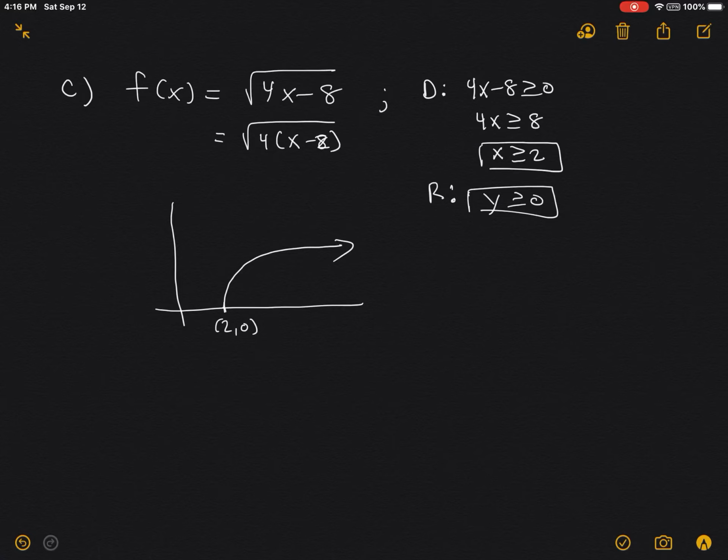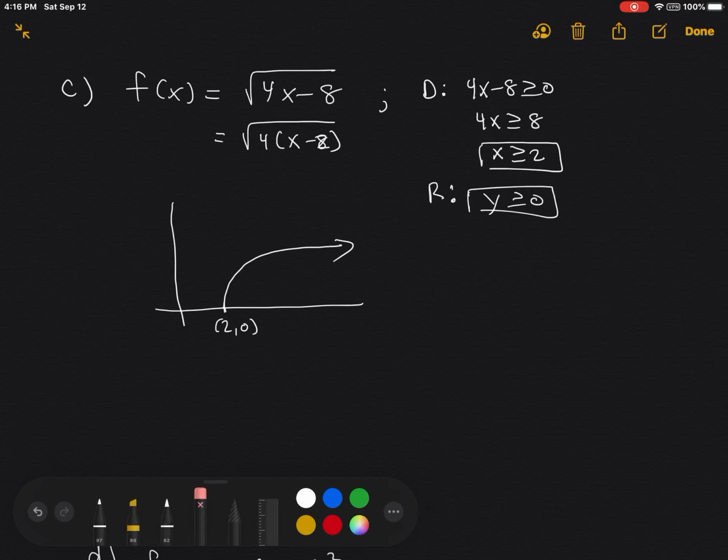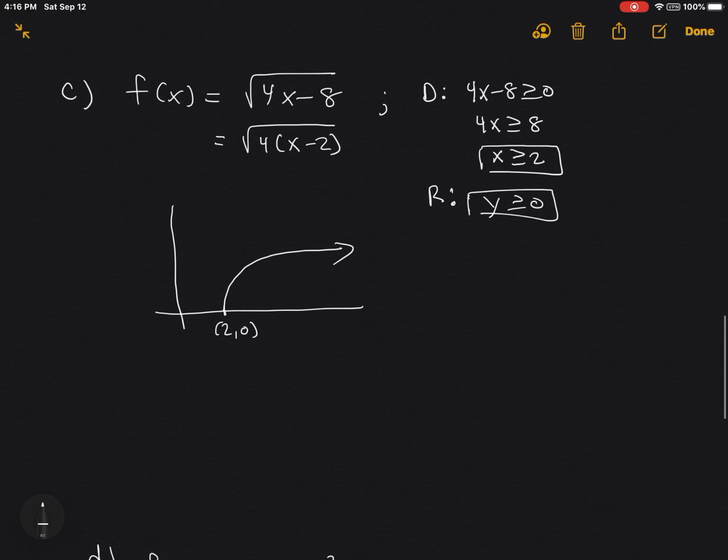Okay? All right, so I'm going to go back and actually this should be a 2 right here, right? I factored this incorrectly. Let me just quickly erase that so you don't get confused. This should be a 2. Okay, so that's what the graph looks like. That's the domain and range.